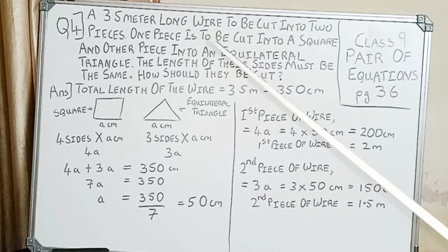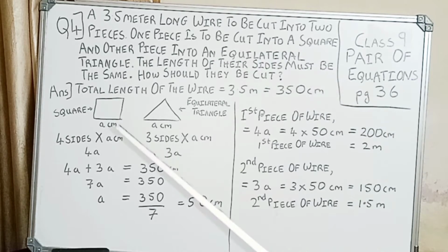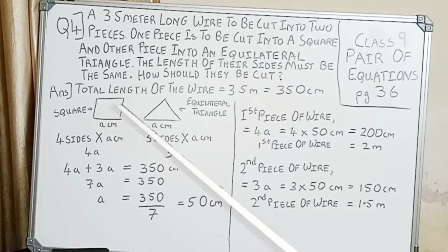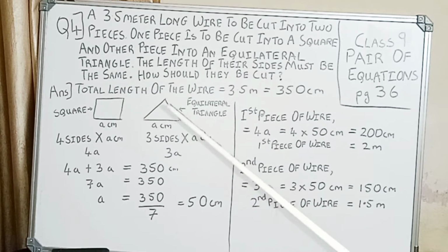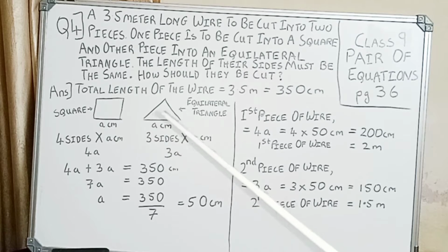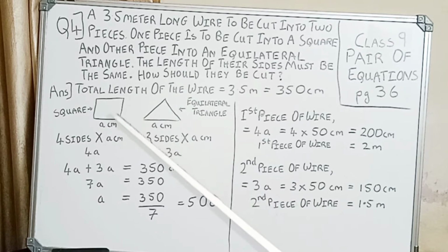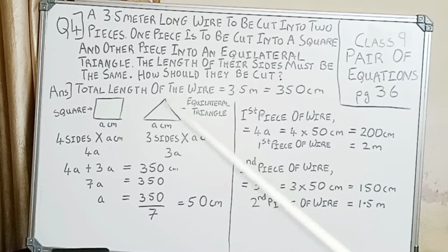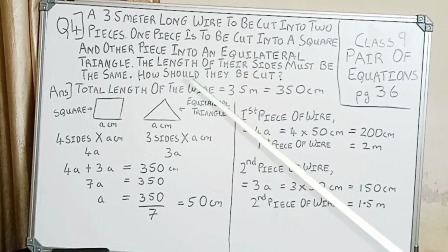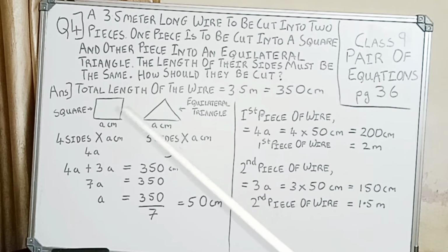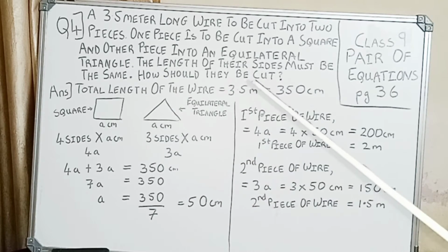One piece is to be cut in a square, like this. In a square, one piece has to be cut, and another piece into an equilateral triangle, with equal sides. So one piece has to be cut in the form of a square, another piece has to be cut like an equilateral triangle. The length of the sides must be the same. How should they be cut?